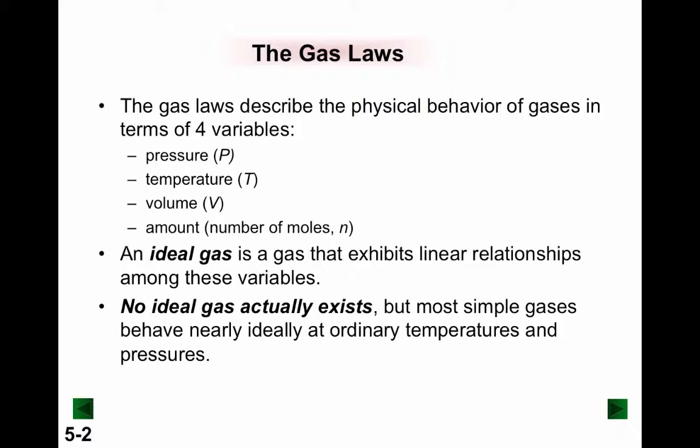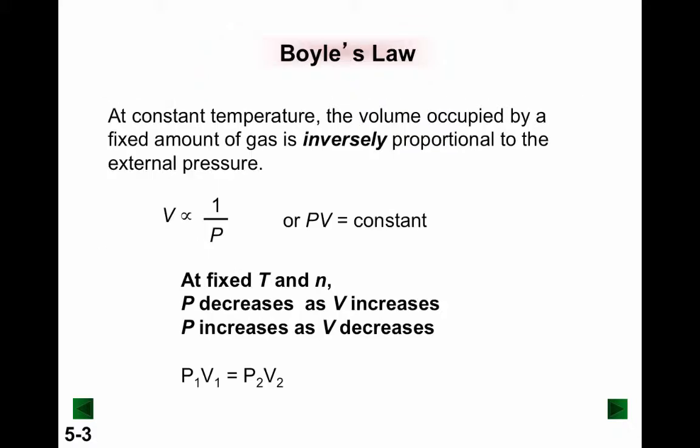The three gas laws are used to describe a hypothetical perfect gas called an ideal gas using the ideal gas law. An ideal gas is one that exhibits simple linear relationships among volume, pressure, temperature, and amount. Although no ideal gas actually exists, most of the simple diatomic gases such as nitrogen, oxygen, and hydrogen, as well as the noble gases, show nearly ideal behavior at normal temperature and pressure.